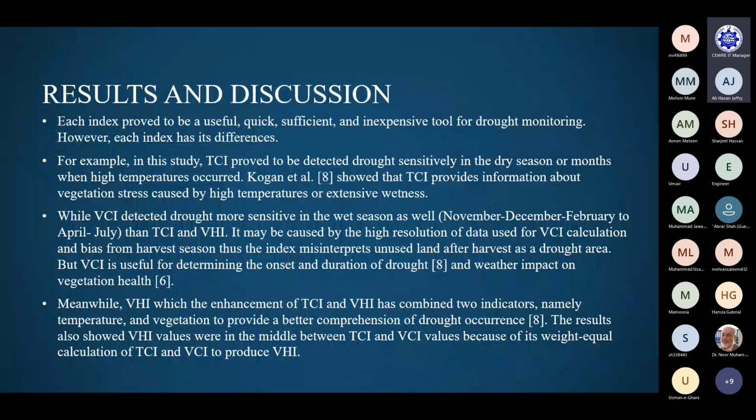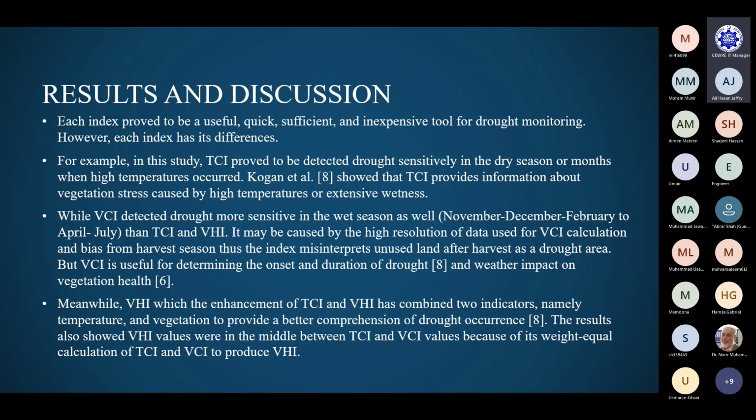VCI detected drought more sensitively in wet conditions, as well as in November to December, February to April and July, than TCI. It may be caused by the high resolution of data used for VCI calculation and bias from harvest season. Thus, the index misinterprets unused land after harvest as a drought area because there is no agriculture cover. But VCI is useful for determining the onset and duration of drought and weather impact on vegetation health.